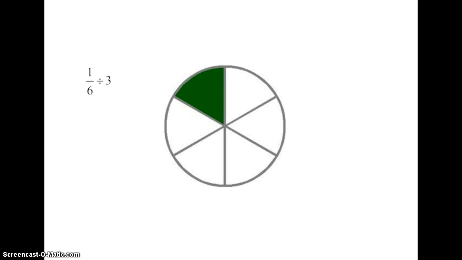Here we have 1/6 divided by 3. So I'm going to take this 1/6 section because it's 1, 2, 3, 4, 5, 6. So it's talking about 1/6 of this and dividing this into thirds. So if I divide that into thirds, one section we claim. Now, what would our numerator, or our numerator is 1, what would our denominator be? If I'm dividing this part into thirds, then I'm dividing these other sections into thirds as well.